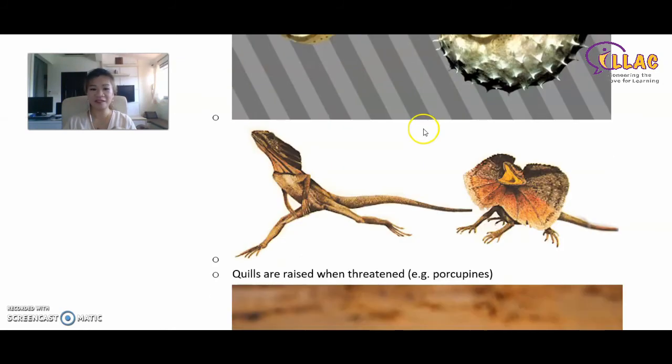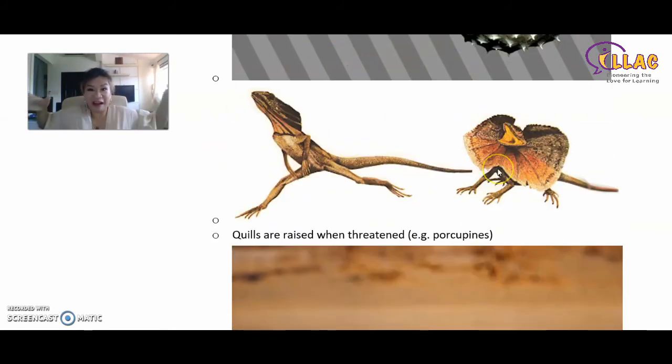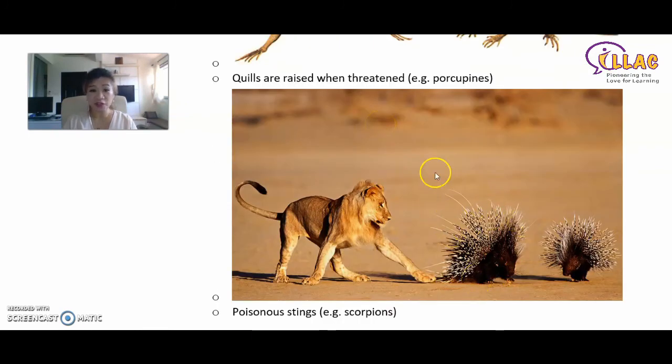Like the frilled lizard, they appear bigger. And then they will scare the predators away. They were thin before that, but once they spread out, they look very, very scary. Porcupines use quills as well to protect themselves, so they will raise these sharp spikes when threatened, and so the lion will not be able to eat them.